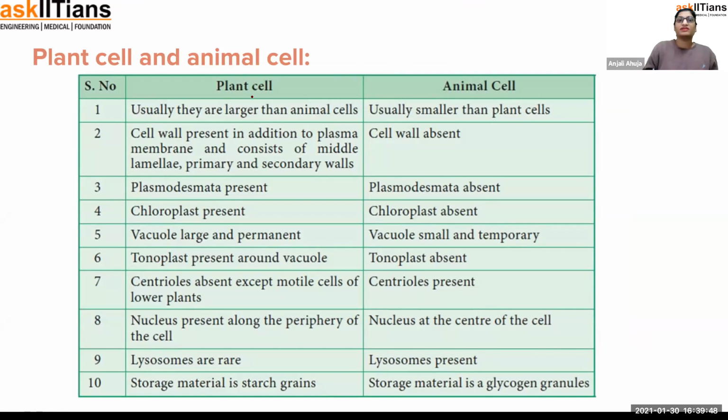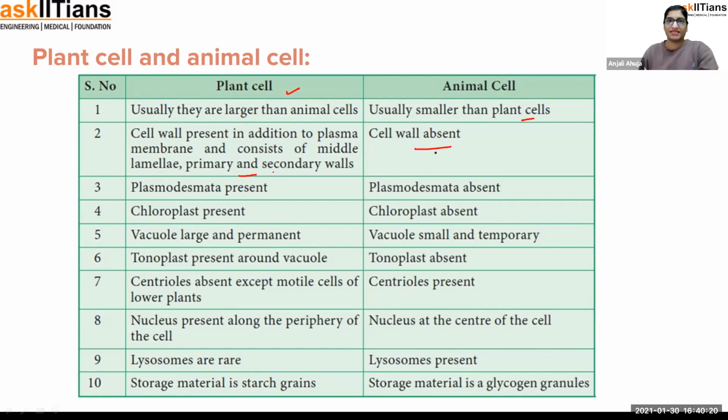Now talking about the plant cell, usually they are larger than animal cells, and animal cells are usually smaller than plant cells, if I talk about the size, because plant cell is having proper junction between the cells. Two cells are connected by middle lamella, cell wall, and plasmodesmata is one thing which is connecting the two points. I think this is written here. Cell wall is present in addition to the plasma membrane. I have mentioned it, and it consists of middle lamella, primary and secondary wall. Though I mentioned primary and secondary wall in the previous part, the primary is initially formed, and secondary later on after getting mature.